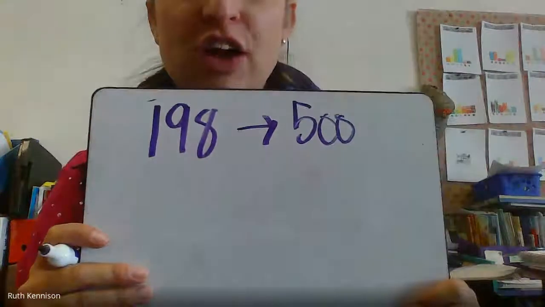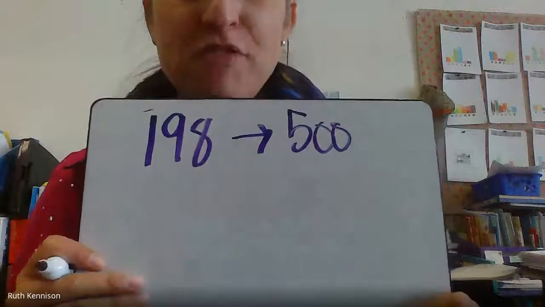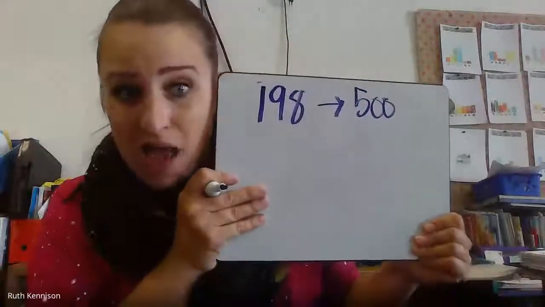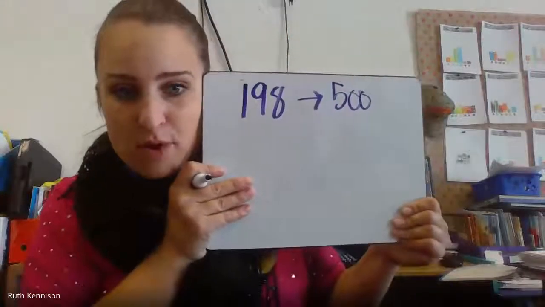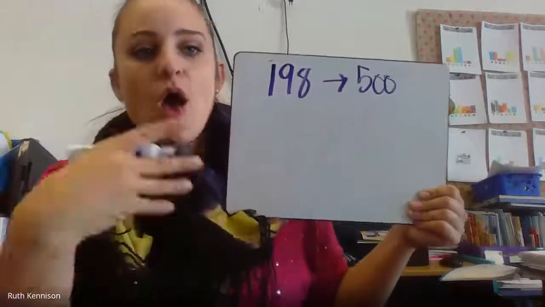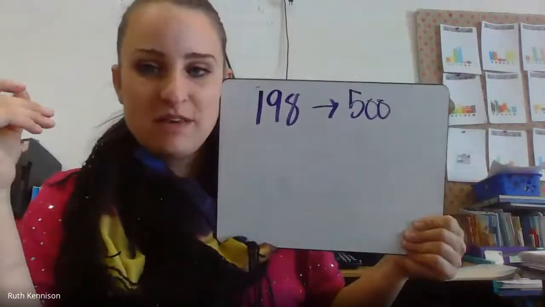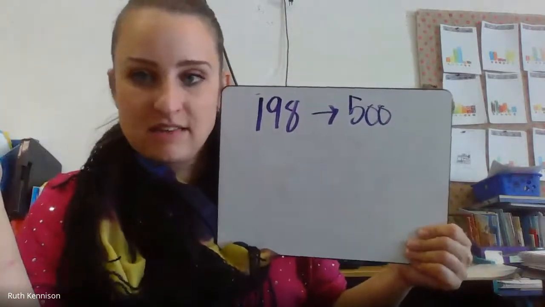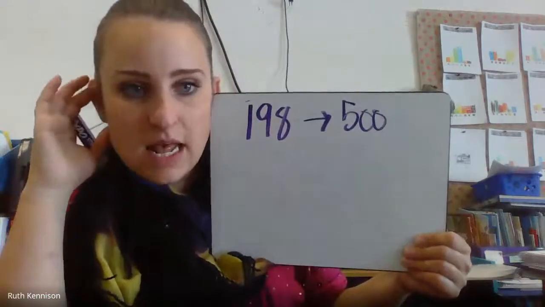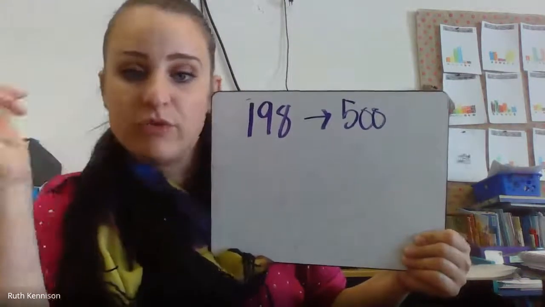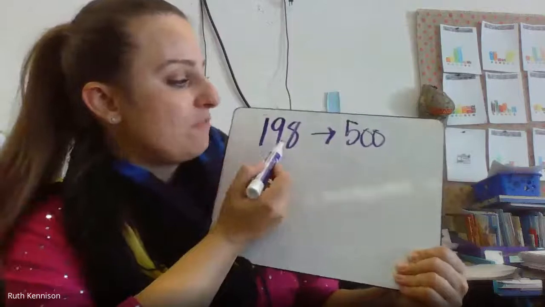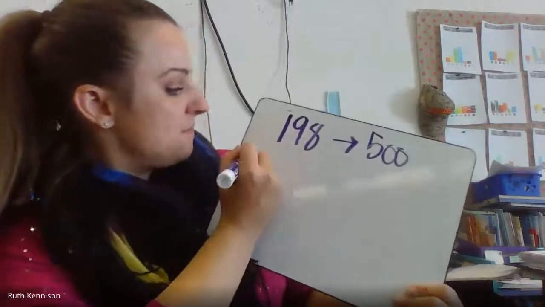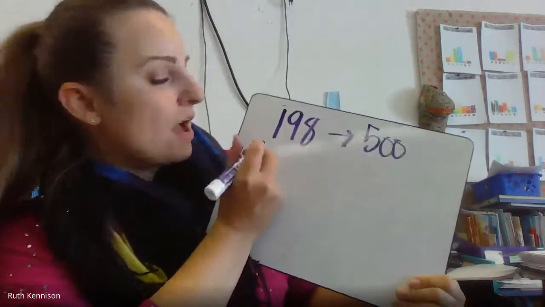198 to 500. But I think at first you might go, how do I do that? And you might freak out. Remember what I used to tell you last year? Take a deep breath and say, wait a minute. This isn't as scary as I'm making it. Let's use what we know to solve what we don't, right? Let's get from 198. How do we get to 200?